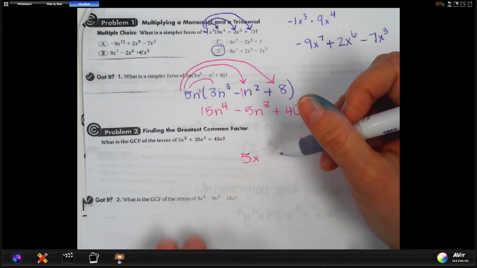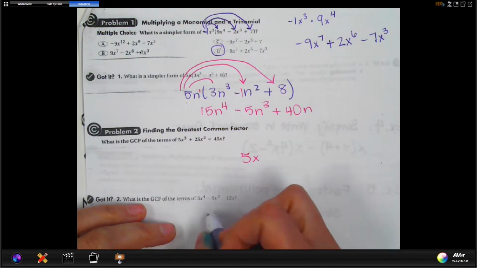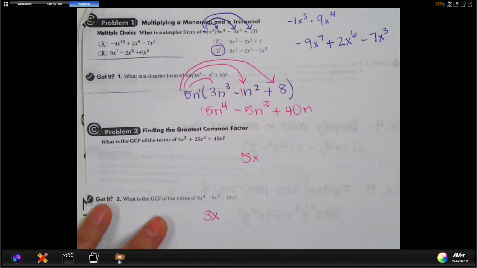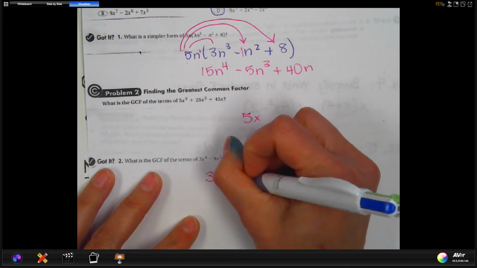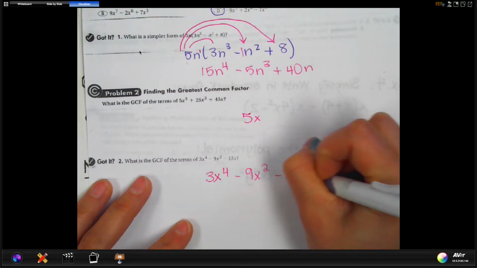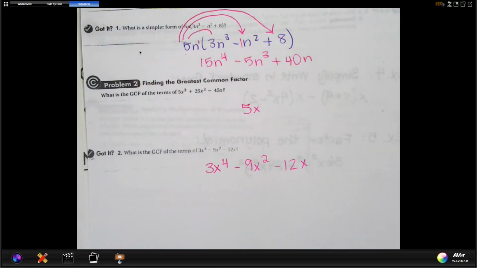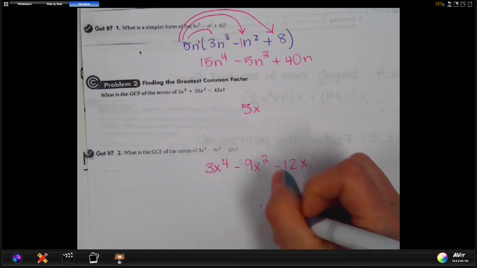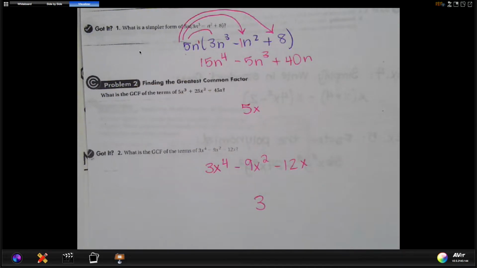All right, so knowing that information, I'll write this bigger. This says 3x to the 4th minus 9x squared minus 12x. What's going to be our greatest common factor out of the number 2? What's the GCF this time? Elsie, go ahead. 3. Any x's or no?